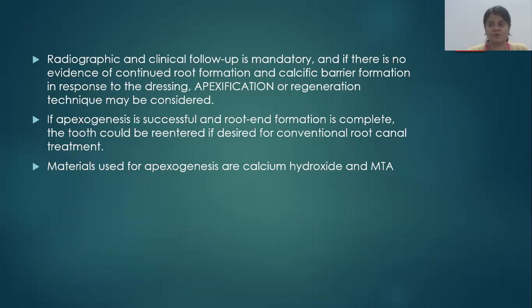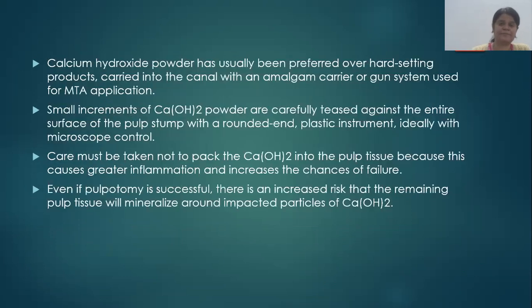Then after that, radiographic and clinical follow-up is mandatory. And if there is no evidence of continued root formation and calcific barrier formation in response to the dressing, apexification or regeneration technique might be considered. If apexogenesis is successful and the root end formation is complete, the tooth could be re-entered if desired for conventional root canal treatment. Materials used for apexogenesis are usually calcium hydroxide and MTA.